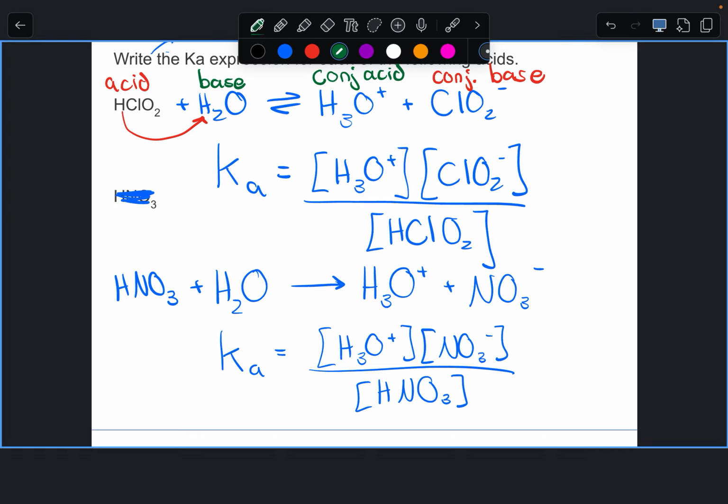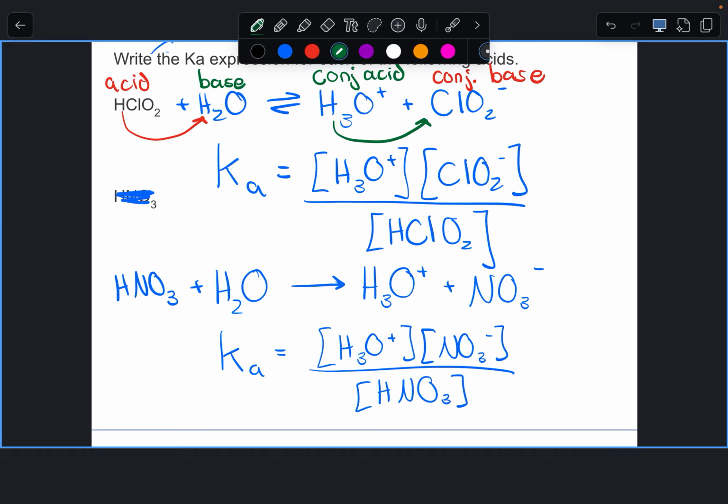But if you think about it in the reverse direction, now H3O plus would be giving the H plus to ClO2 minus. That's why we call it an acid on the far side and a base, because in the reverse direction, that's how they're behaving. Okay? And then we consider those pairs, like the red ones are a pair, the green ones are a pair, because they're only differing by an H plus.